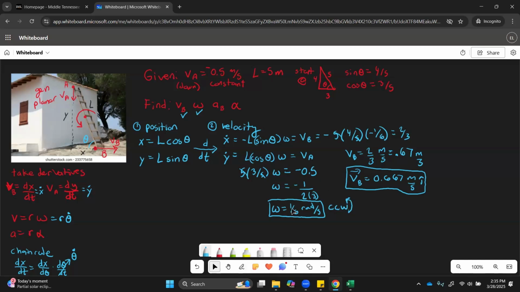The only reason the calculation came out negative is because we had defined theta starting from the left direction of the x-axis instead of the right direction. And so that's why it came out negative, because this theta is shrinking. Whereas if we had made theta start from the positive x-axis, so it was greater than 90 degrees, then it would look like it was growing. So we'll just say here 1/6 radians per second counterclockwise. And then for VB, the sign did come out correctly because the x direction was growing. We wrote this in vector form, so VB is 0.667 meters per second to the right.